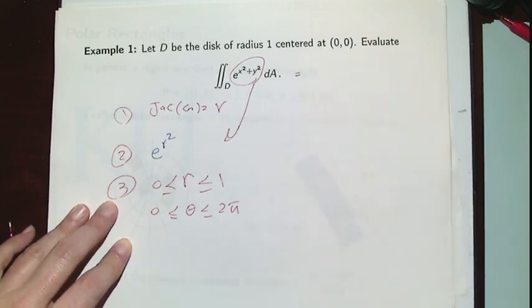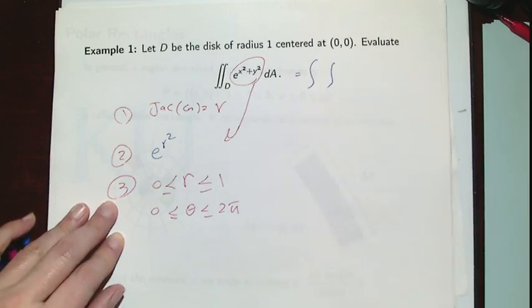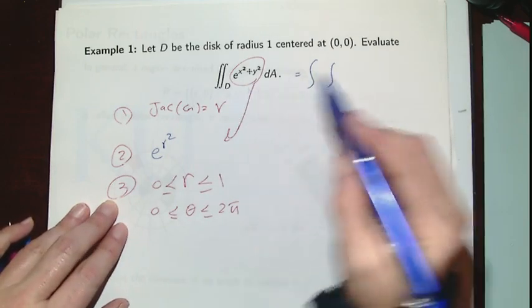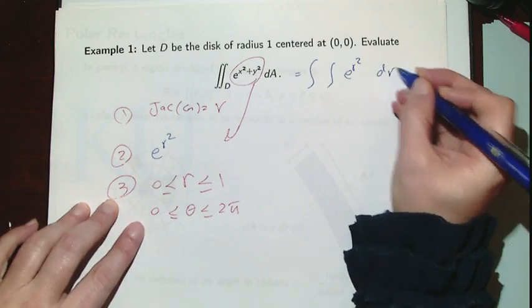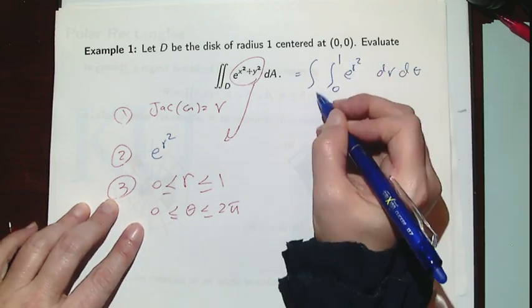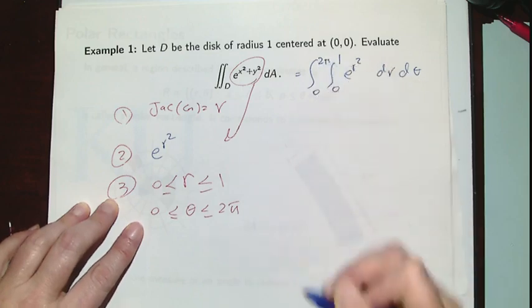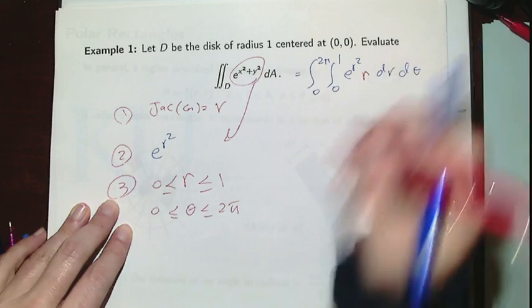So what do I get? Be careful when you're doing this; sometimes you have to do that sort of thing. So in here, I get e to the r squared dr d theta. R goes from 0 to 1. Theta goes from 0 to 2 pi. What am I forgetting? Jacobian R.